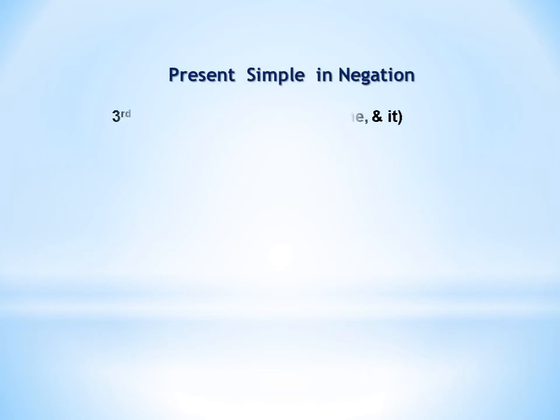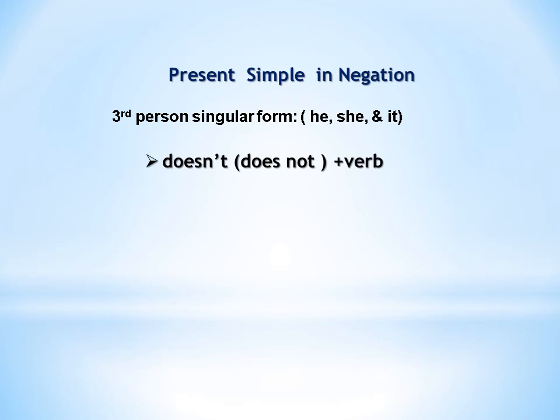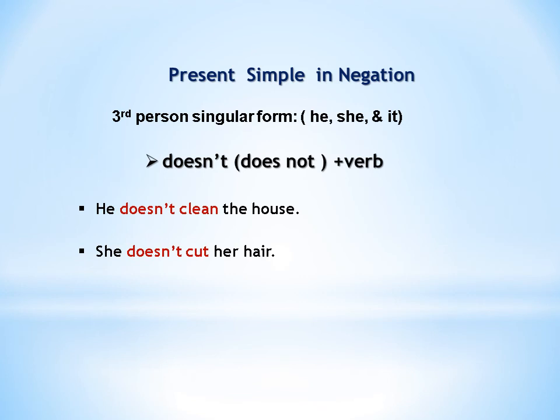For the third person singular form, he, she, and it, again we use does, but we add not to it, so it becomes doesn't, plus the infinitive form of the verb. For example, he doesn't clean the house. She doesn't cut her hair. It doesn't work on batteries.